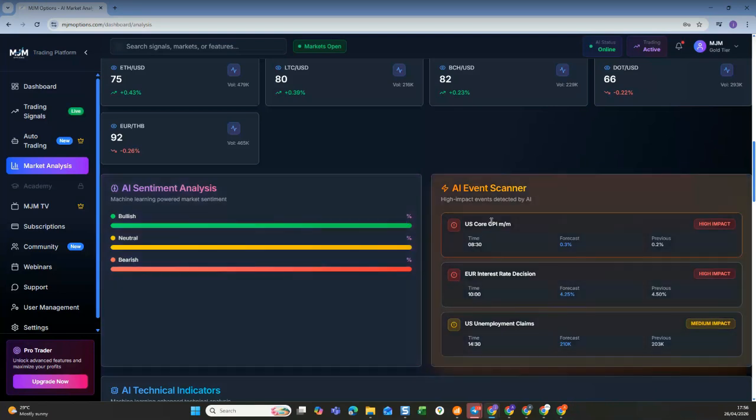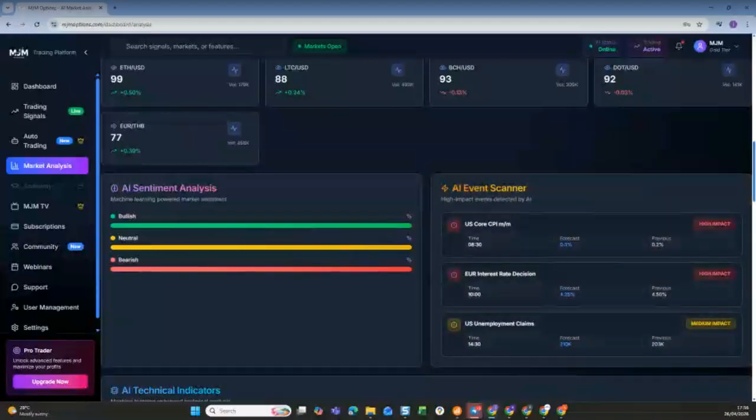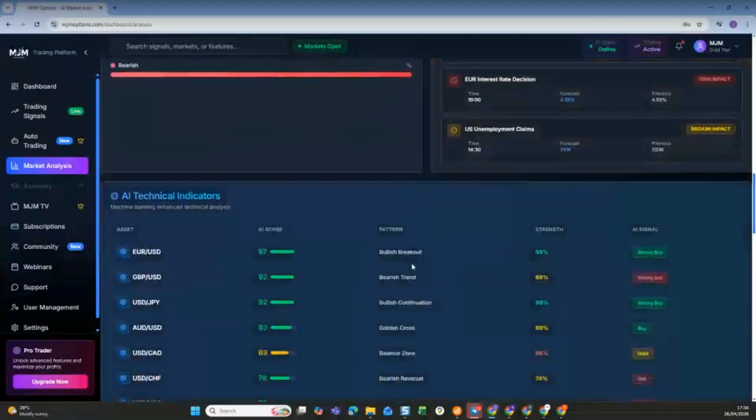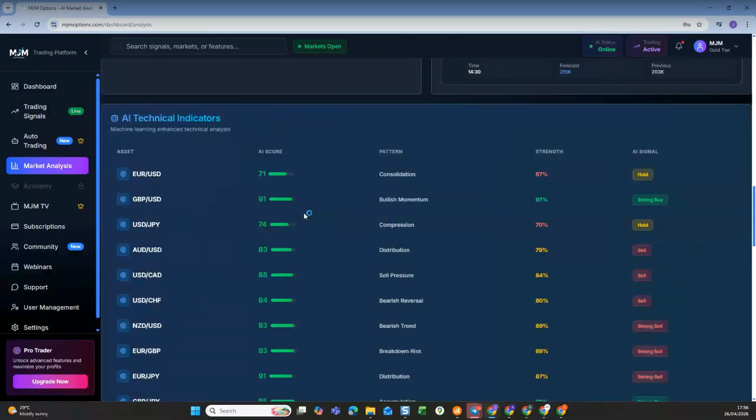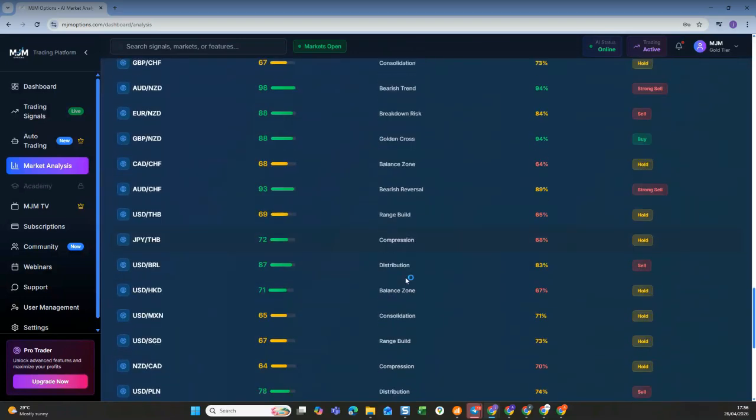And then the next thing here is the AI event scanner. This talks about the ability of the AI to read through news, to study economic news, and use those to determine the strengths and weaknesses of currencies, and use that to also give you an informed signal. The next thing we have here is the AI technical indicators. This talks about the ability of the AI to study the charts, recognize patterns, and use those patterns to give you an informed signal.